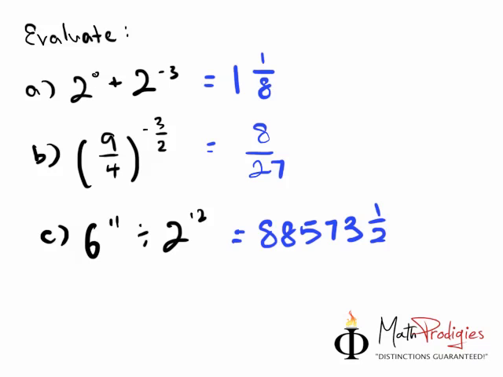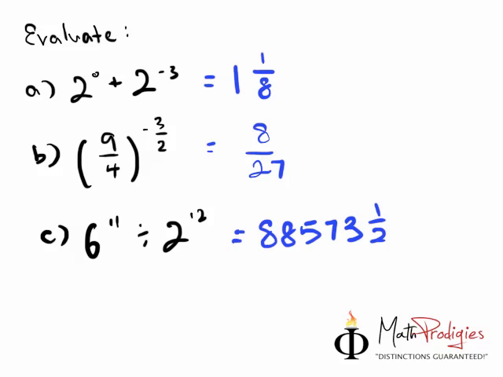The answers are 1 and 1/8, 8 over 27, and 88573 and a half. Now, if you got it right, you are a super math prodigy. I'm going to give you a big high five right now. Good job. Now, how do we do these kind of questions? Like I said, I give you a clue. It's not about putting your numbers into your calculator.